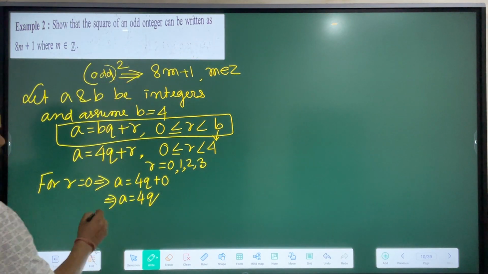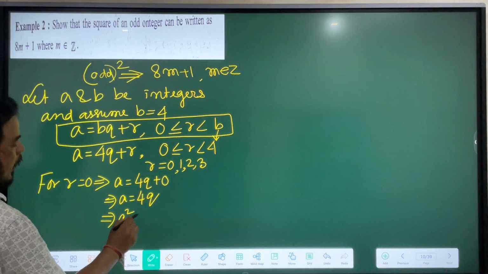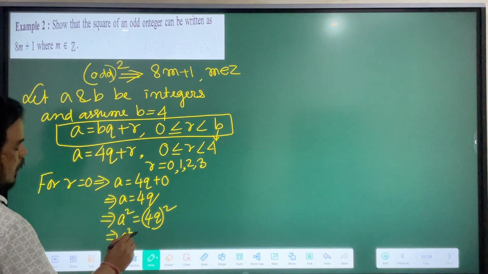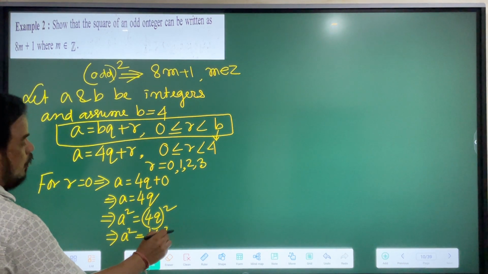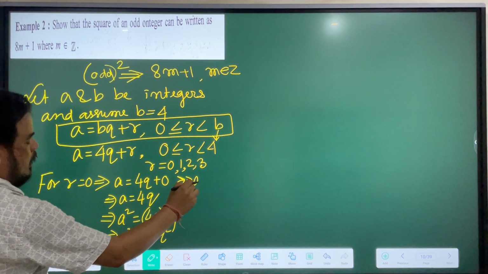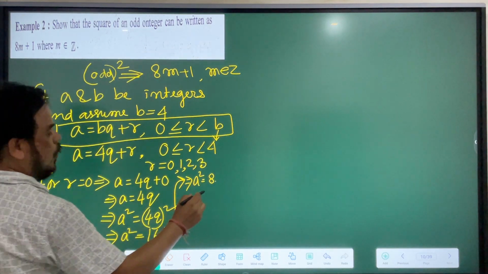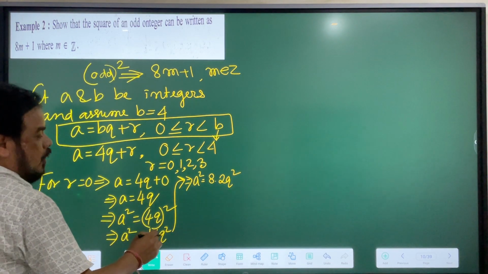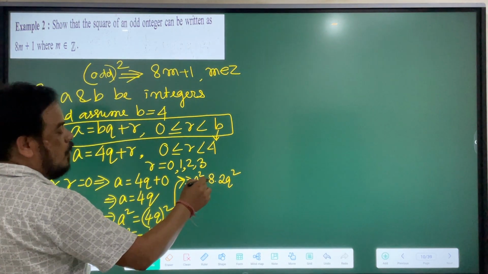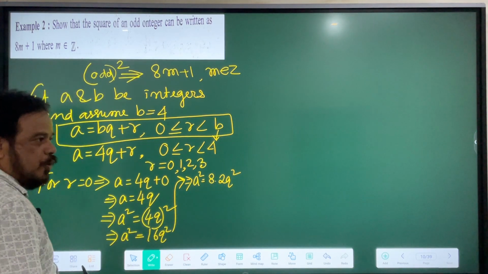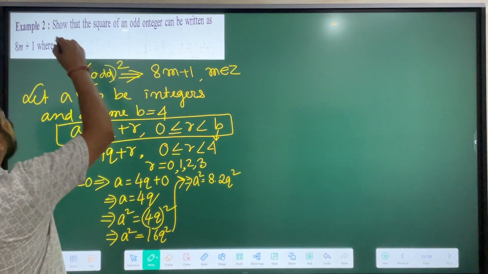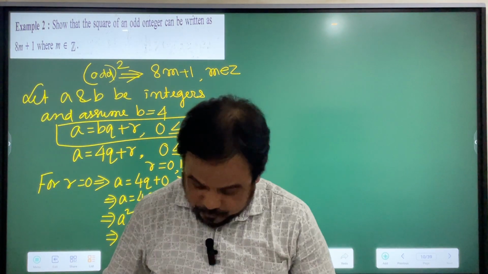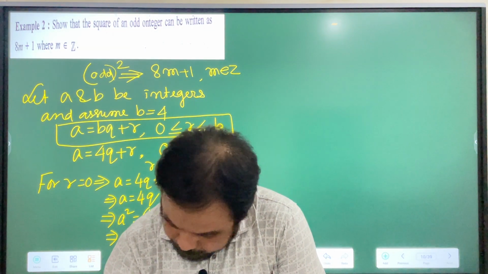Square of an odd integer. So we will do squaring. A square equals 4Q whole square. Now A square is equal to 16Q square. We can write 16Q square as 8 into 2Q square. We will not add 1 for the 16Q square. Why? Because in the question it is 8m plus 1.